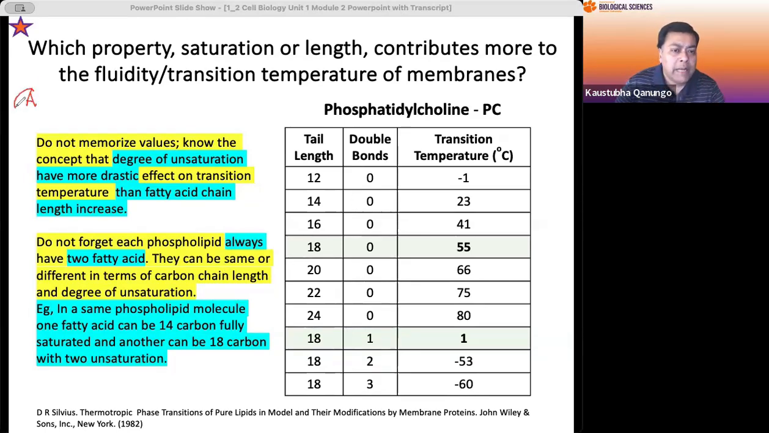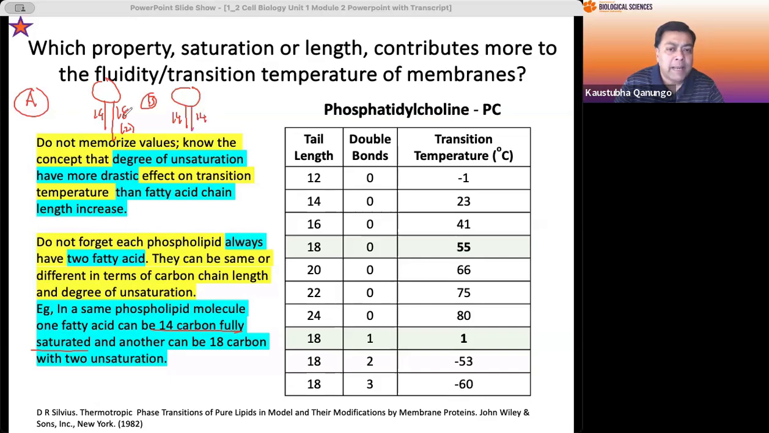So suppose you have an A, and suppose, as I said right here, one fatty acid is 14 carbon, fully saturated. Another is a little bit longer, 18 carbon, and it has 2 unsaturations. Then you have another one, say B, right here. You have B, and you have 14 carbon, this one, and you have 14 carbon, this one.